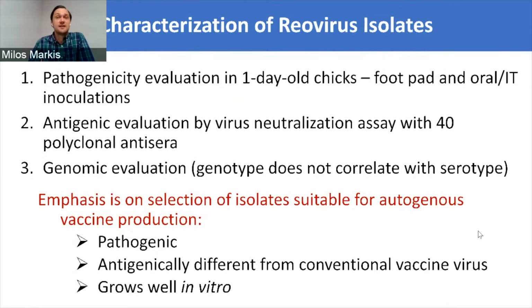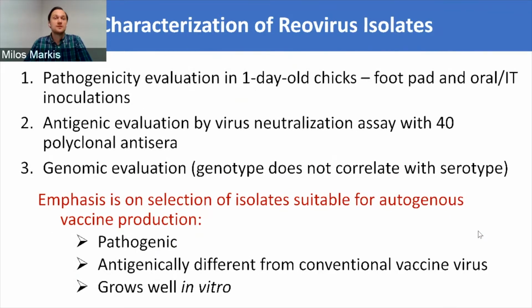So does it affect the intestines, the liver, the heart, and so on. The antigenic evaluation or serotyping is done with virus neutralization assay with 4E polyclonal antisera, and we group the reoviruses into serogroups based on the matching neutralization pattern.